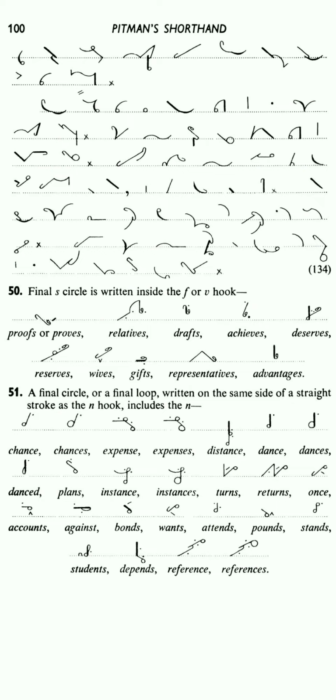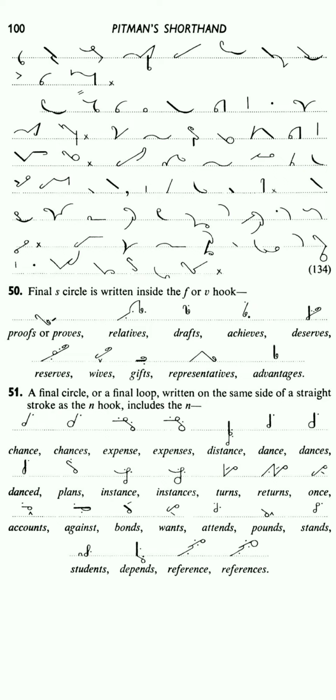After completion of 3 exercises from chapter number 12, N or V or F hook, आज हम करेंगे hooks with S circle. Okay. Final S circle is written inside the F or V hook in the case of straight strokes, as in proofs or proves. P with R hook through the line, with V hook, with S circle within V hook, heavy dash on the third place of P after it.